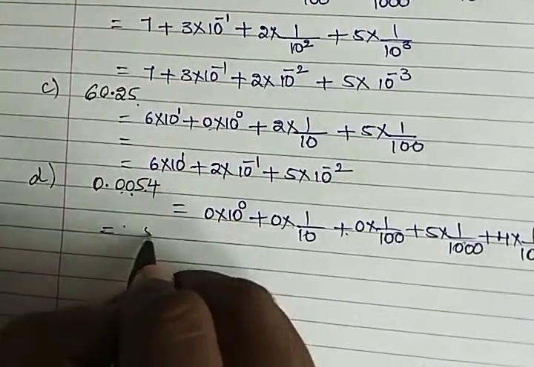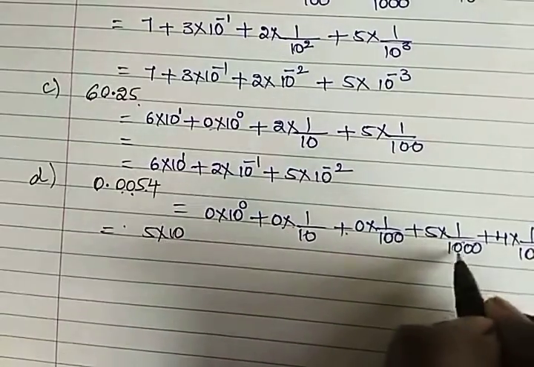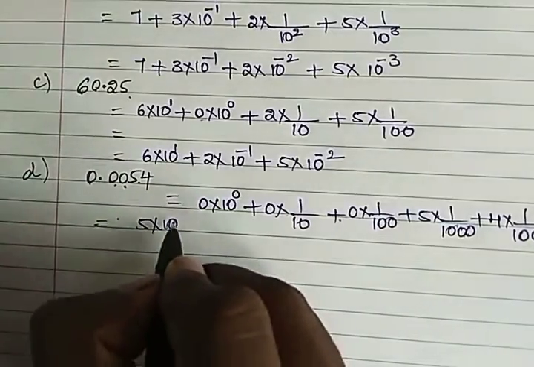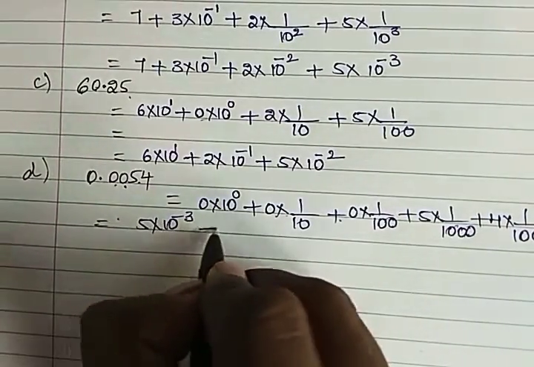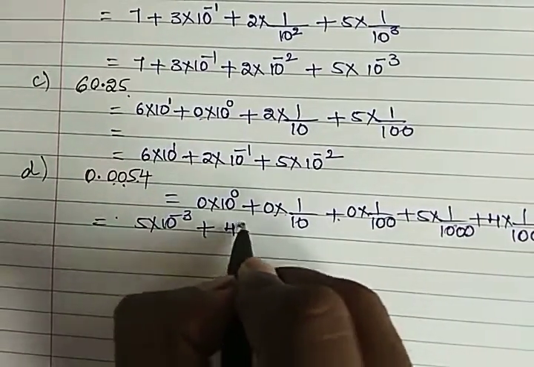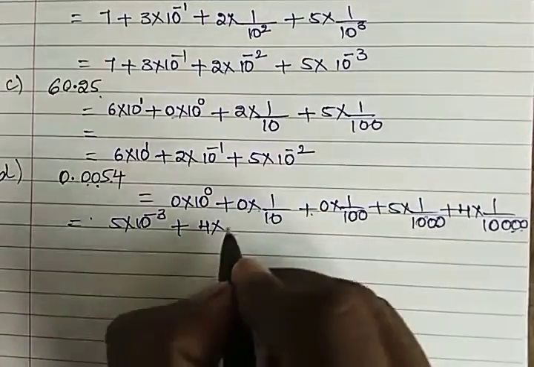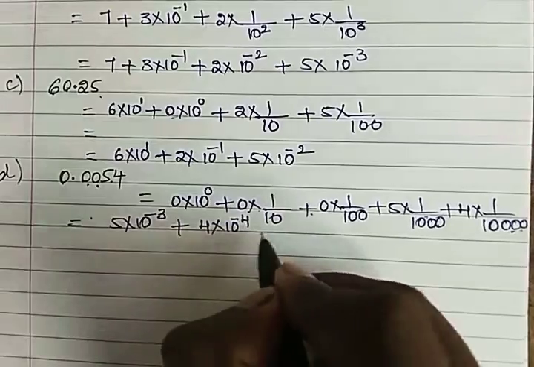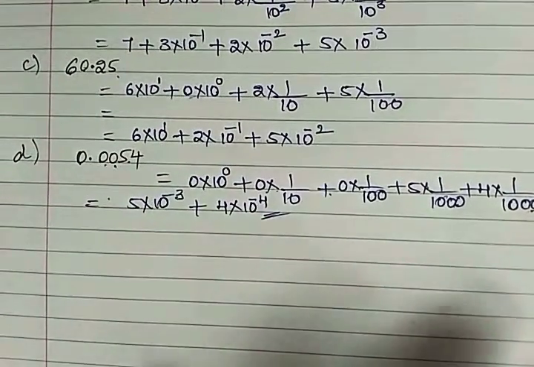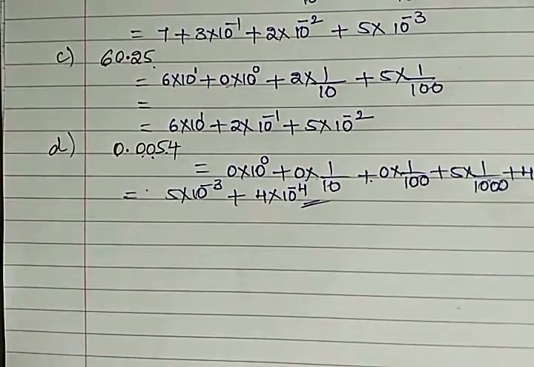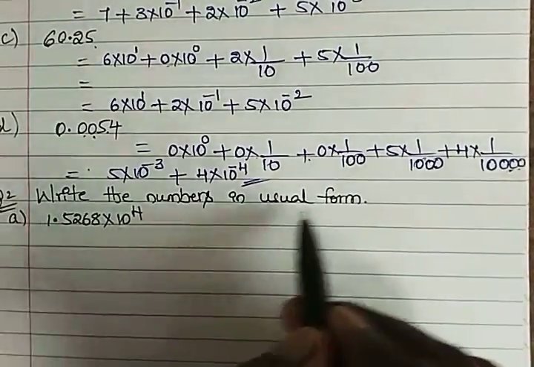Then plus 5 into 10 power, this is 10 cube in the denominator, when it comes upside it will be 10 power minus 3, plus 4 into, in the denominator is 10 power 4, when it comes upside it is 10 power minus 4. So this is question number D of 1. So this is how we write the numbers in expanded form. Now question number 2, write the numbers in usual form.